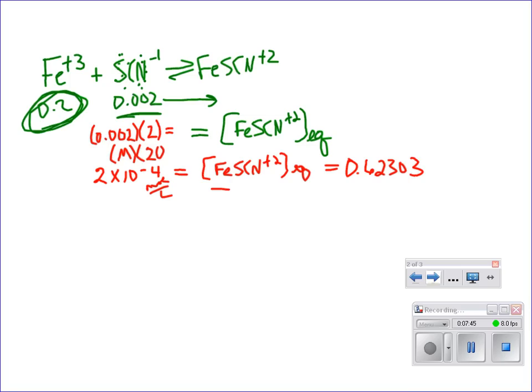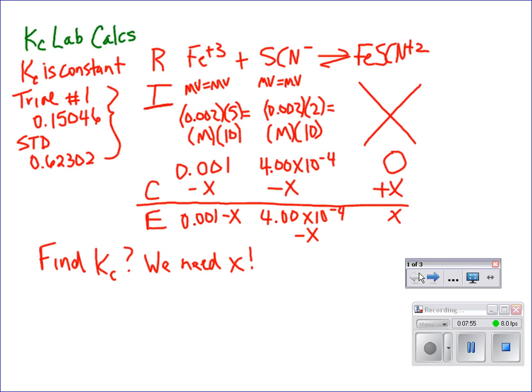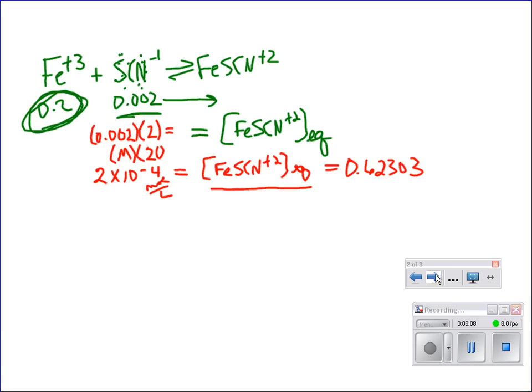I need the equilibrium concentration of FeSCN to find X, but not of the standard. I need it of trial 1, I need it again of trial 2, and I need it again of trial 3. So that's what I'm looking for. So how am I going to find this for trial 1, 2, 3, and 4? Well, I'm going to assume or apply what we call Beer's law.